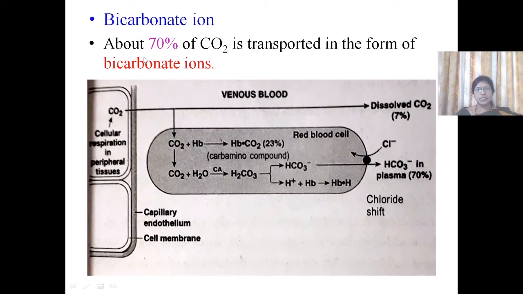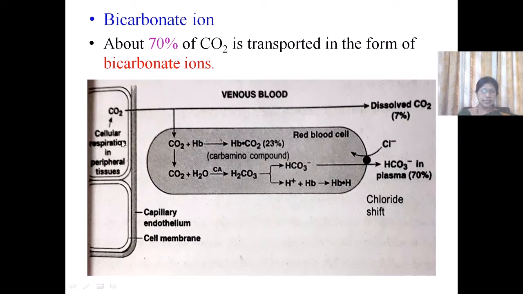And about 70% of the carbon dioxide is transported as bicarbonate ions. So the majority of CO2 is transported through the blood in the form of bicarbonate ions. This image shows how CO2 is transported in three forms.